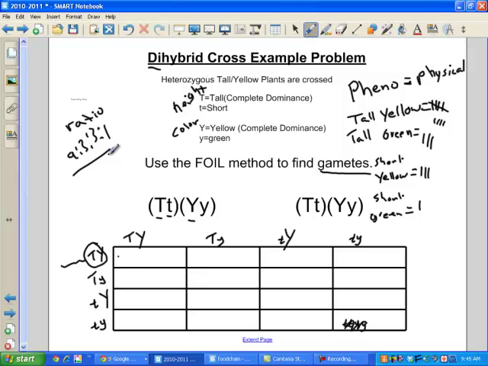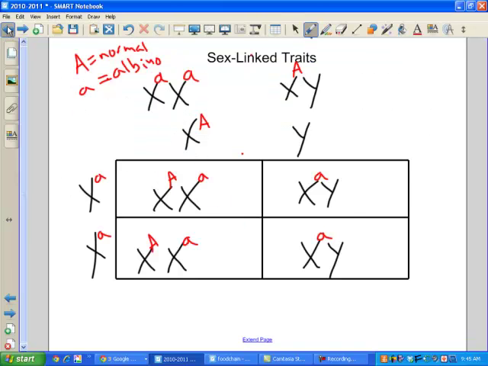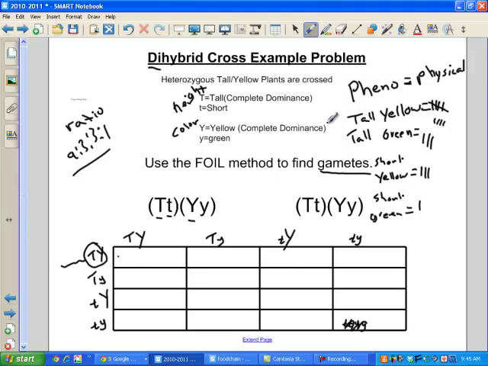So I hope this helps. This will help you guys solve the problem that you have for your weekly assignment list, which would be this one. There's a little backtracking and some things you have to do on this problem that makes it a little more difficult, but once you actually get the cross set up, it's no different than what we just did. So this is how we do our basic dihybrid cross.